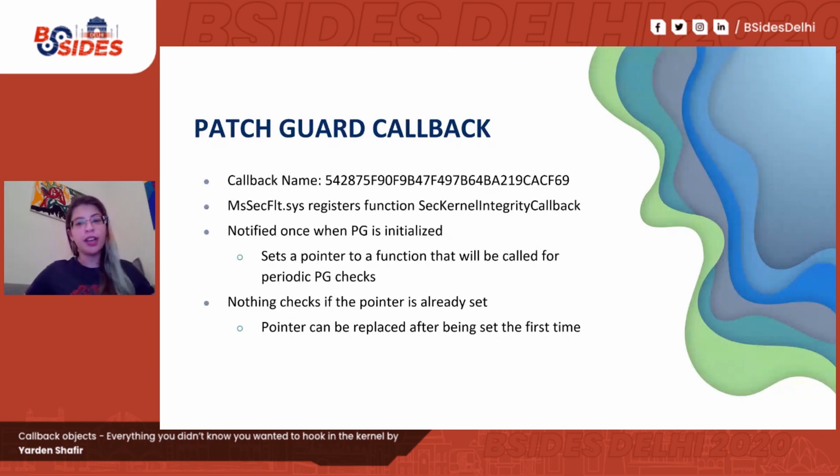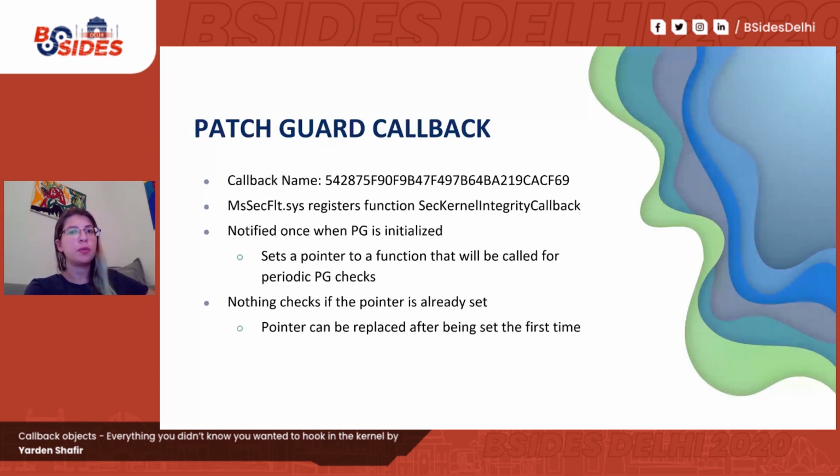So the second callback object that seems pretty exciting is the patchguard callback. It has this very unclear name because it's not going to be called patchguard notification callback. And that one is also only called once. It's not called to trigger patchguard checks. It is called to initialize a pointer to the function that performs patchguard checks. The kernel notifies this callback once when initialization of the system ends, when phase 0 ends.